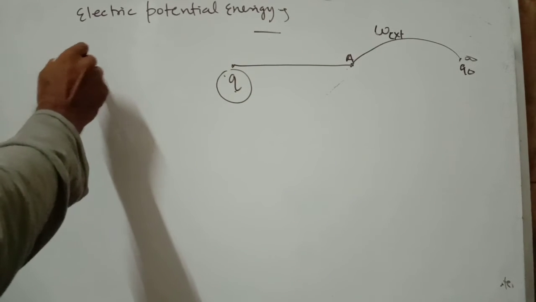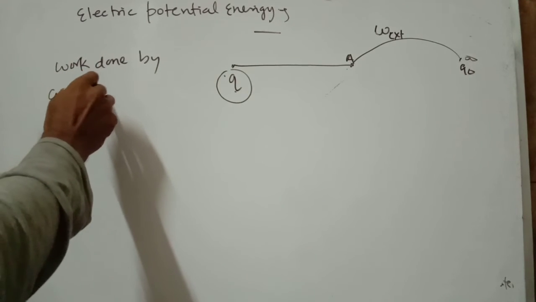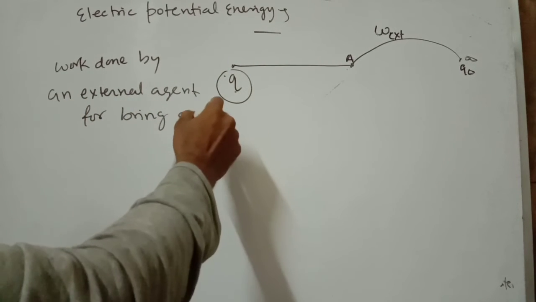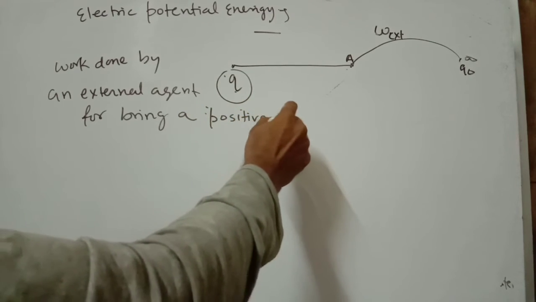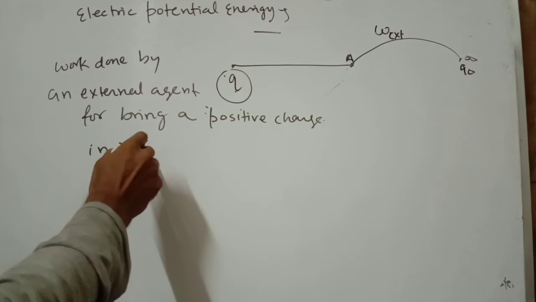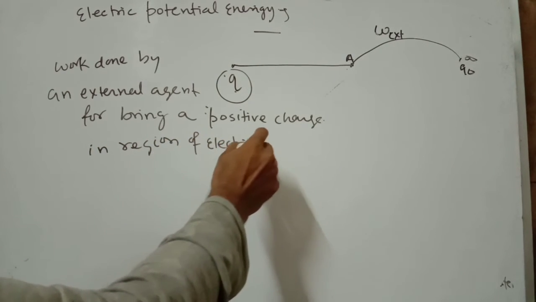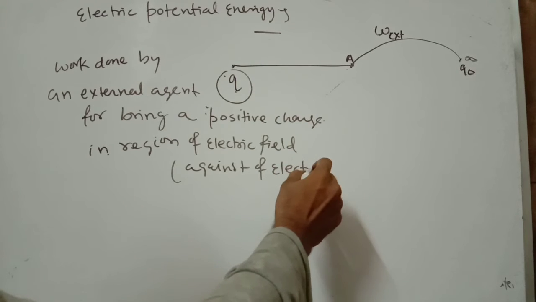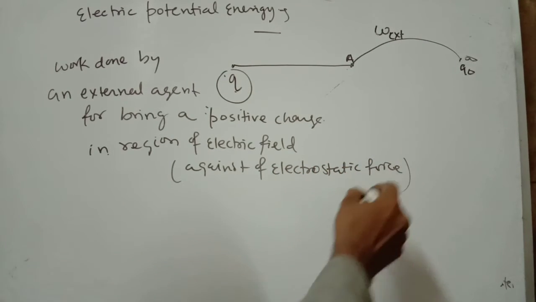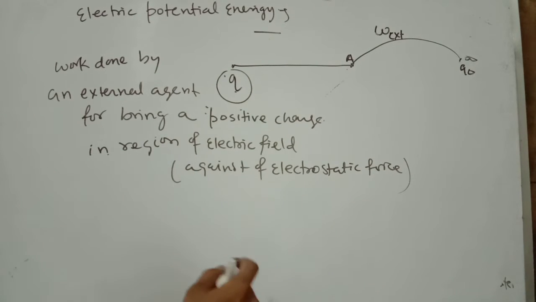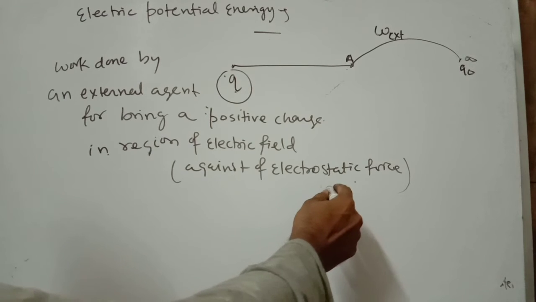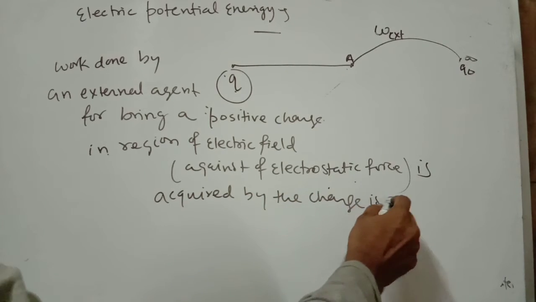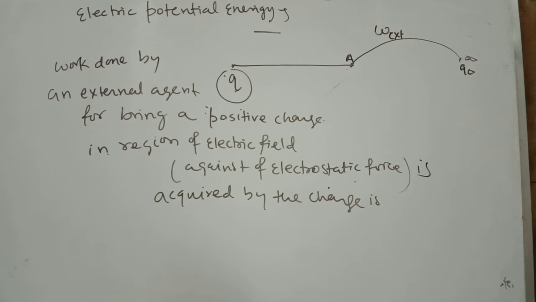So you can write here: work done by an external agent for bringing a positive charge in a region of electric field, or you can say against the electrostatic force due to the electric field, is acquired by the charge and is called electric potential energy.